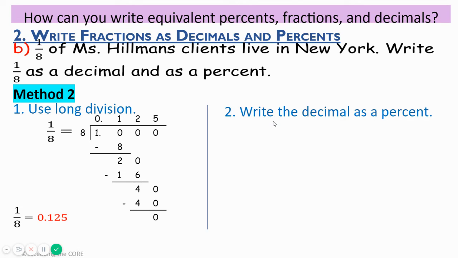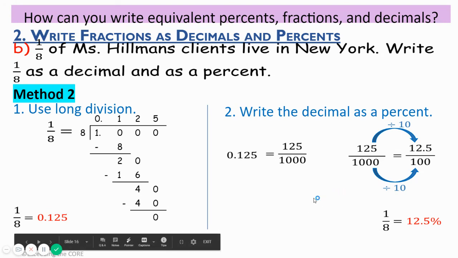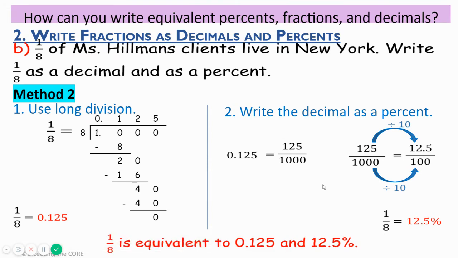And then multiply that times 100, or divide 125 over 1,000. I can quickly take this fraction and divide both the top and bottom by 10 to get 12.5 over 100, which would be your percentage equivalent to 1/8. So 1/8 is equal to 125 thousandths in decimal form, and 12.5% in percentage form.